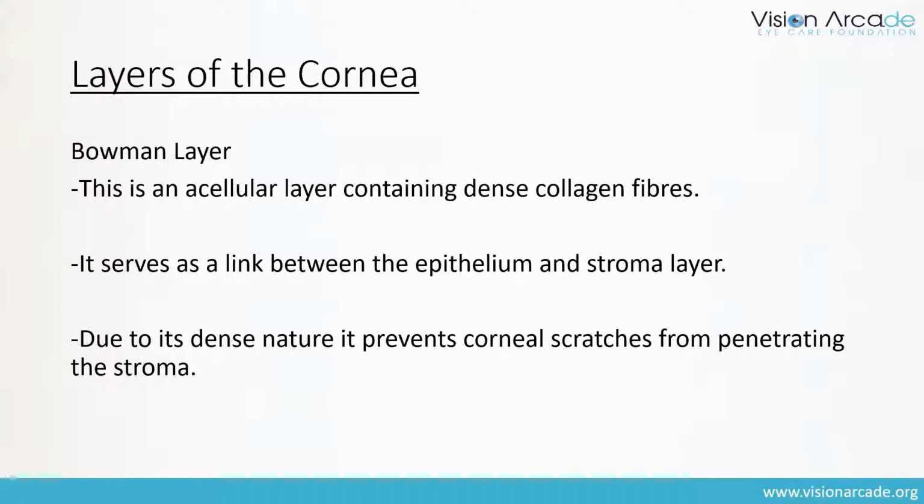The Bowman layer is, like I said, the one that prevents things from harming the stroma. So basically, it's just an interlink between the epithelium and the stroma layer. Just because of its dense nature, it prevents corneal scratches from penetrating the stroma. So it's more like a protective layer.